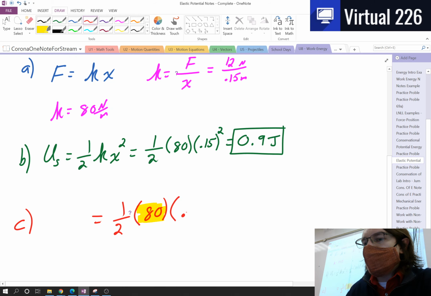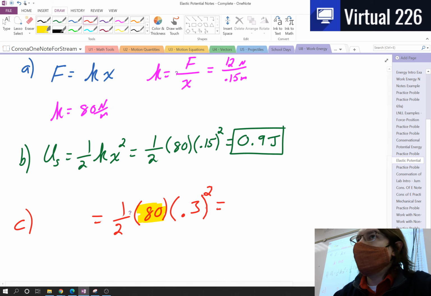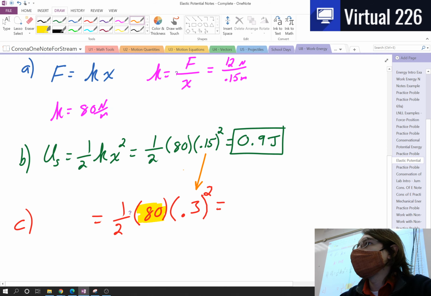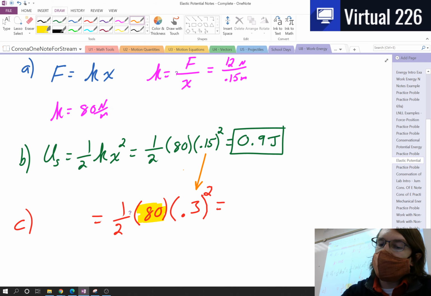What does change is how far we stretch it. Now we're stretching it 0.3, and then we need to square that. If we want to, we could rush this through our calculator. But this isn't bad mathematics to do, considering that we are just stretching it twice as far as before. Now, here's the puzzler. If we stretch this spring twice as far, will our energy double? Will our stored potential energy double? That's the question. Think about it, and then come back to me.